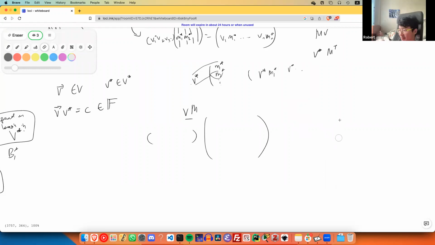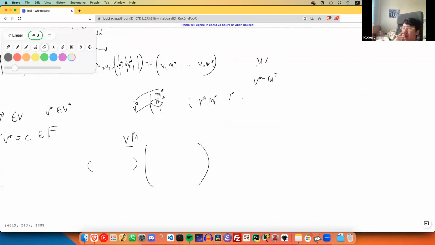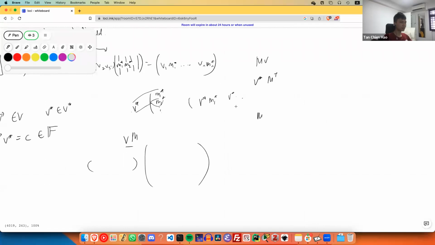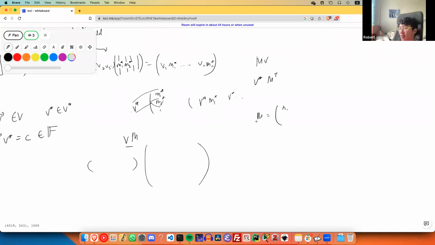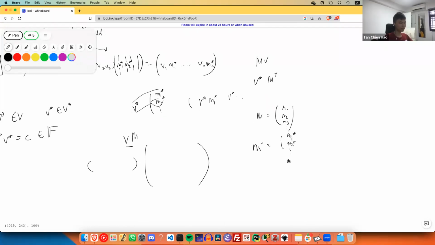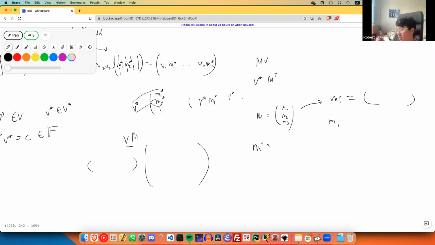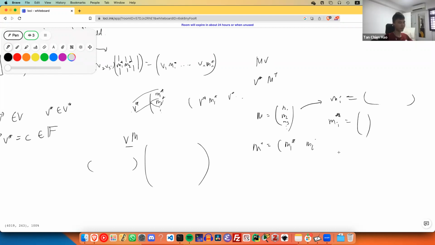Yes, basically what you wrote over here. M star and M transpose. M, because I was continuing to use my super abusive notation. M transpose is literally just M1 star, M2 star. Oh no, don't arrange it as a column, because each M_i over here is a row vector, right? So then M_i star should be just the column vector. Yeah, that's right.